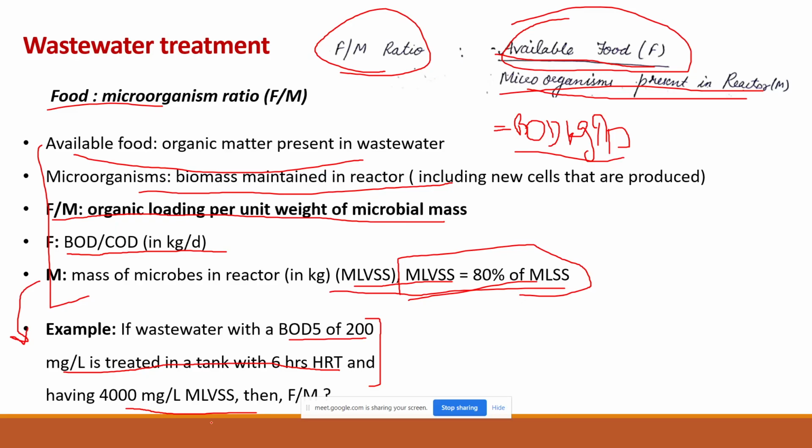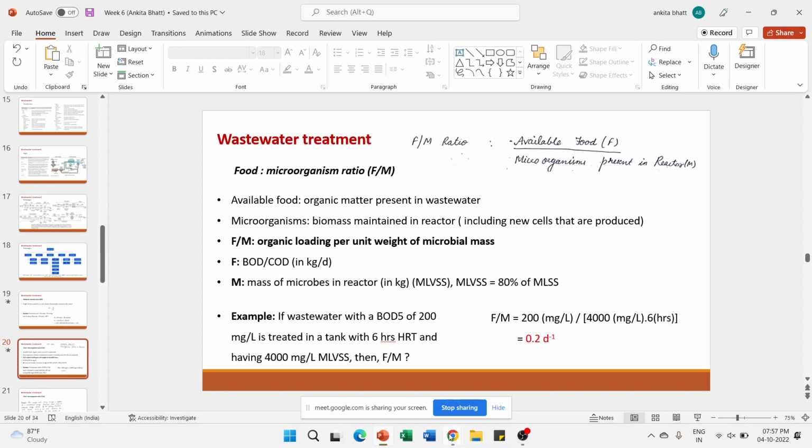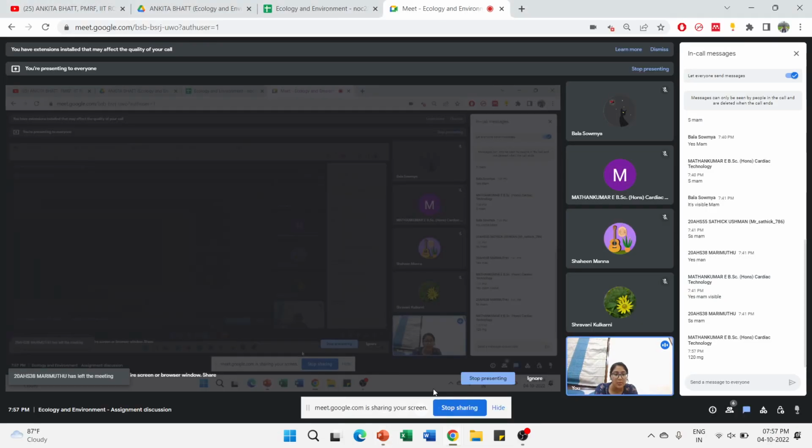So you are provided with the microbial biomass which is there in the reactor. You are provided with the hydraulic retention time for the reactor and also the BOD of the wastewater. So how will you calculate the food to microorganism ratio? Even if you are not able to commit the answer, you can mention in the chat box what are the steps till which you can attempt.